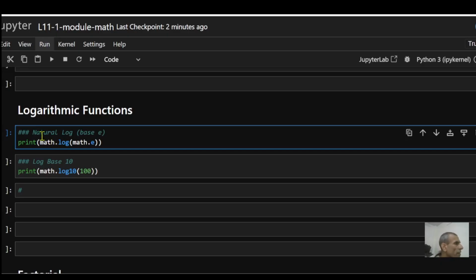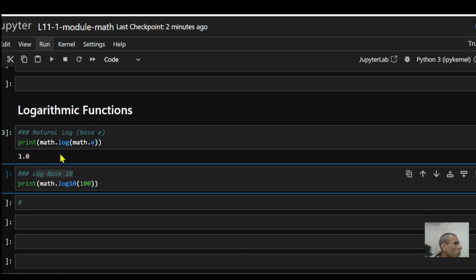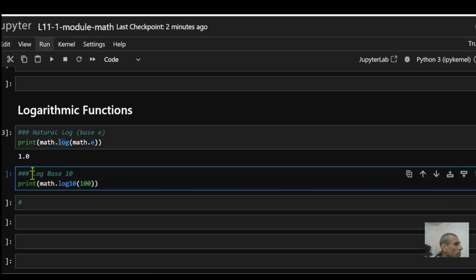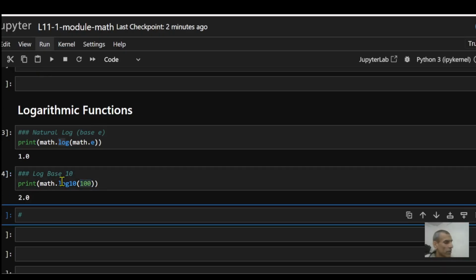And what about the logarithmic functions? Well, you can have either logarithmic function base e, or you can have logarithmic function to the base 10. So suppose you want to calculate logarithmic function to the base e. Well, when you run this, it's going to give you 1, because log of math.e, which is your Euler number, is 1. And by default, log over here would be base e. What about log to the base 10? If you want to calculate log to the base 10 of 100, the answer would be 2 over here.